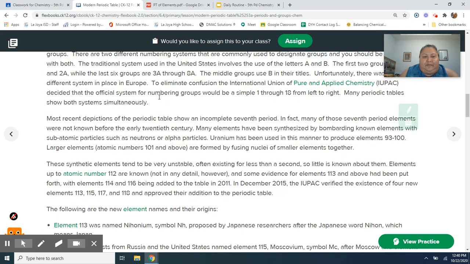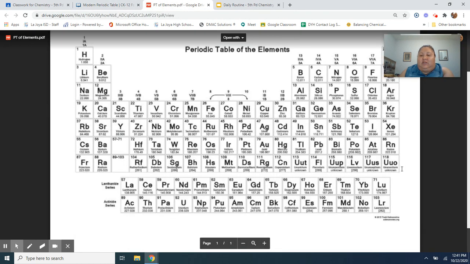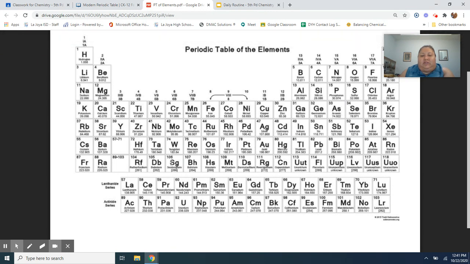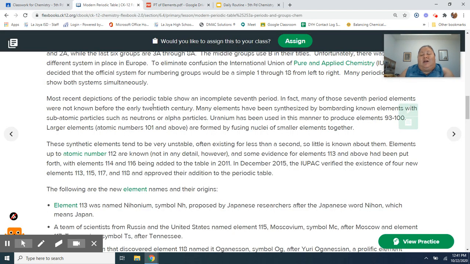Most recent depictions of the periodic table show an incomplete 7th period. So most periodic tables don't have 118, 117. They usually stop at like 107 or 104 or something like that. But there are 118 elements recognized by the IUPAC.